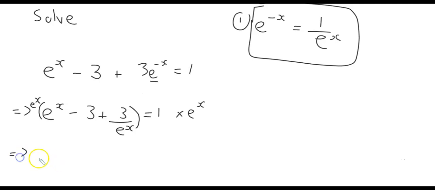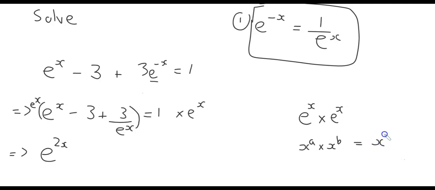And then when we do that, it's going to be e to the x times e to the x, which is actually e to the 2x for the first term. Now let's just make sure that that's clear why that's the case. So e to the x times e to the x, we're going to use x to the a times x to the b, that rule of indices, which we're told is x to the a plus b. And so what that's saying is we can add the powers, so that will be e to the 2x. So that's the first term.